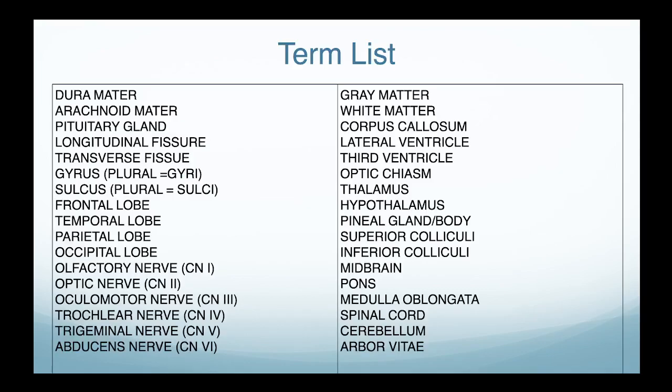So in terms of overview, these are the terms that I expect you all to be very, very well acquainted with. So dura mater, arachnoid mater, those are going to be the outer layers protecting the brain. Pituitary gland is going to be one of the main glands on the ventral surface of the brain. I'm going to expect you to know the difference between sulci, gyri, as well as fissures. We're going to talk about the different lobes of the brain, so the frontal, temporal, parietal, and occipital lobe. And then we're going to go through cranial nerves 1 through 6.